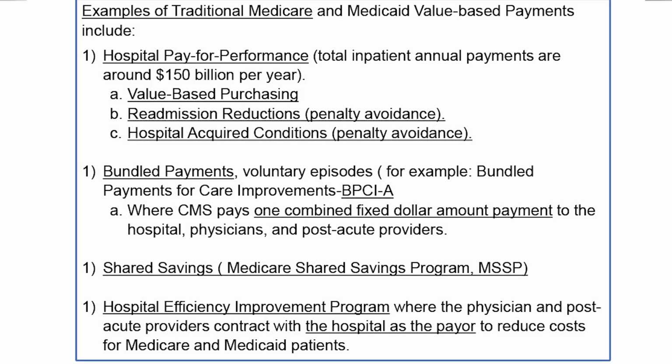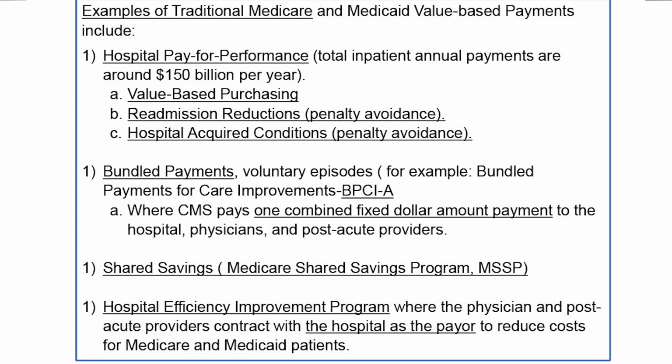Some examples of traditional Medicare and Medicaid value payment models include the following. Number 1, value-based purchasing or group purchasing, GPO models. Number 2, readmission reductions. Now this is generally an incentive that will help you avoid penalties. And thirdly, the hospital-acquired conditions incentive also is meant to avoid costly penalties from CMS.